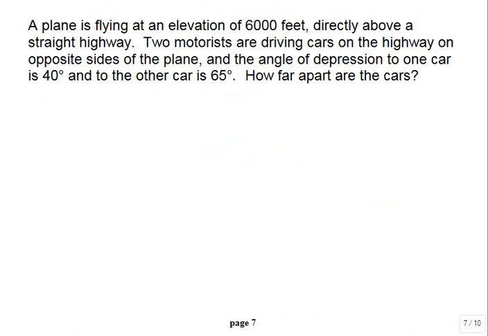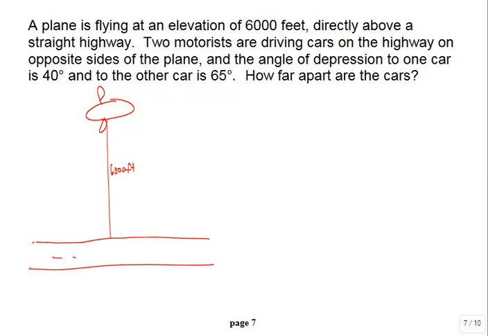Okay, one more example here. A plane is flying at an elevation of 6,000 feet directly above a straight highway. Two motorists are driving cars on the highway on opposite sides of the plane, and the angle of depression to one car is 40 degrees and to the other car is 65 degrees. How far apart are the cars? So again, the picture here is absolutely key. We have our plane. It's 6,000 feet above the ground, above this highway, if you will.